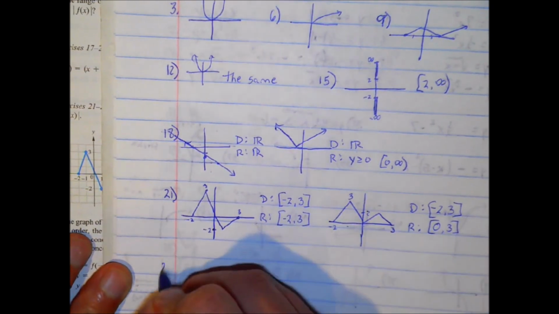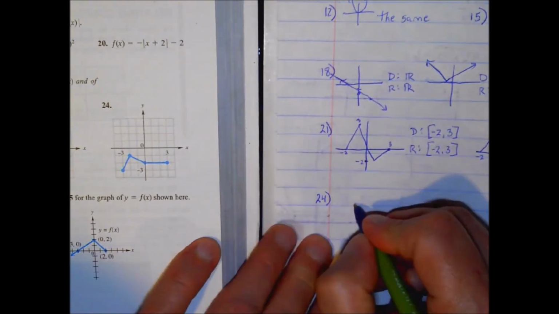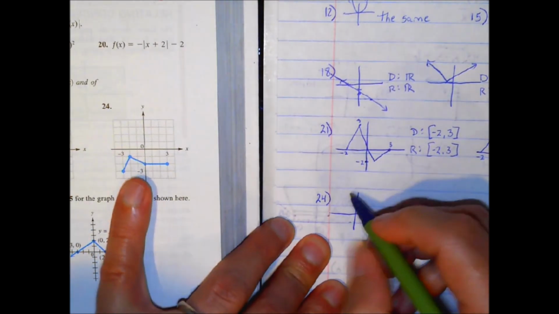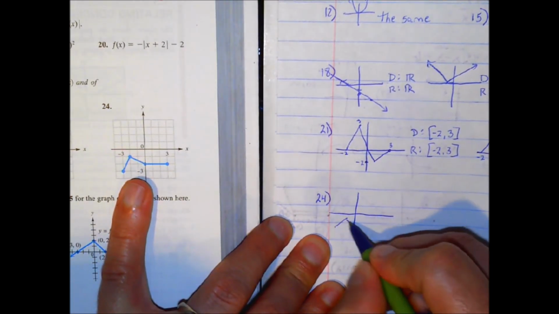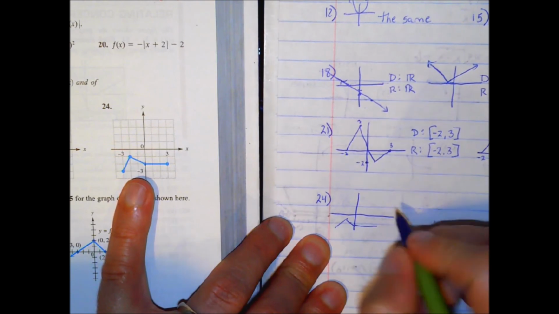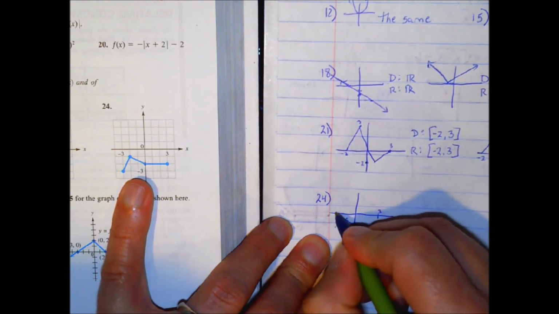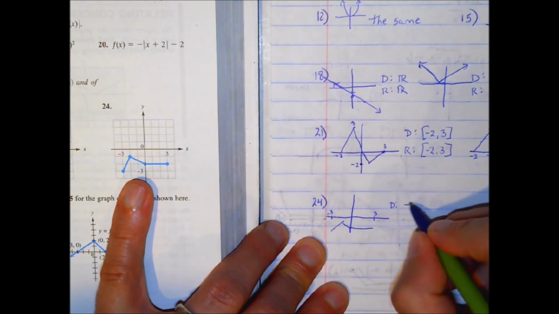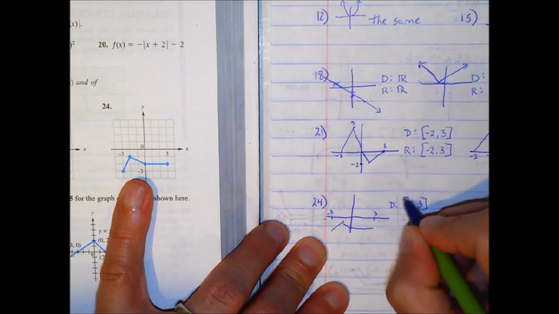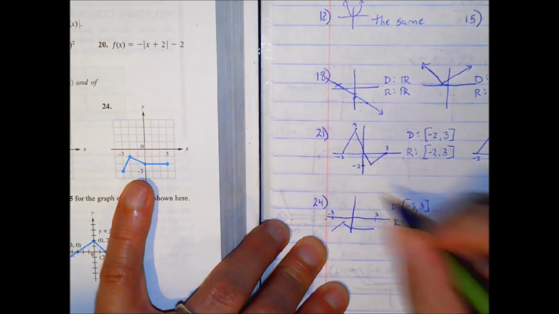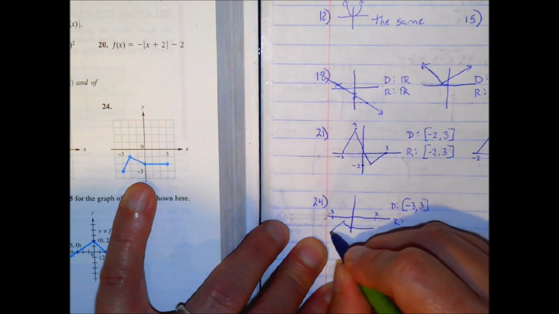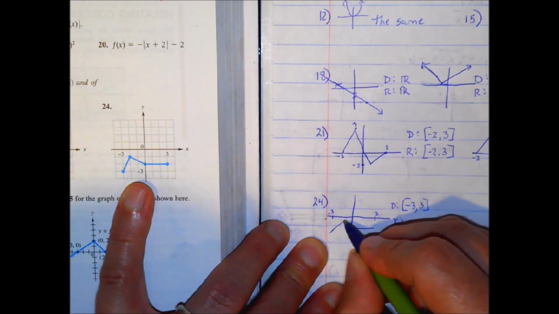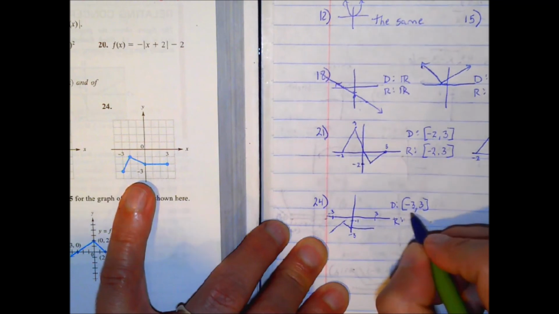Number 24. Okay, just the same thing, just a different graph here. So our original graph, okay, that goes out to 3 and goes down here to negative 3. So once again, our domain goes from negative 3 to 3. And our range, this goes down here to negative 3, and this goes up here to negative 1. So our range is from negative 3 to negative 1.